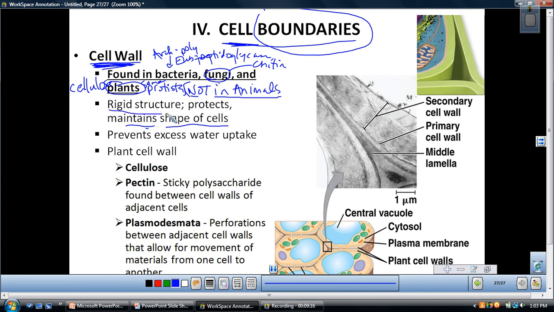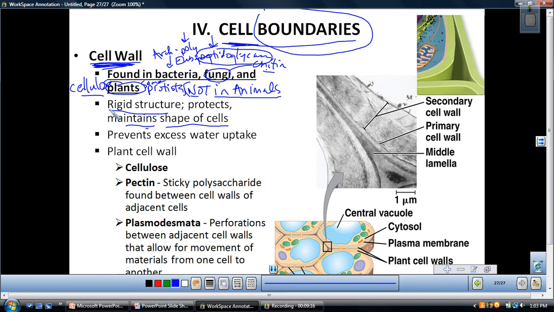Okay, so maintaining the shape of the cell is a function. It's rigid in structure. No matter whether it's cellulose, chitin, peptidoglycan, or polysaccharide, most of those mentioned are polysaccharides. The only exception is peptidoglycan, because it's part protein and part sugar. But chitin and cellulose are both polysaccharides, just as the polysaccharide that's listed there.